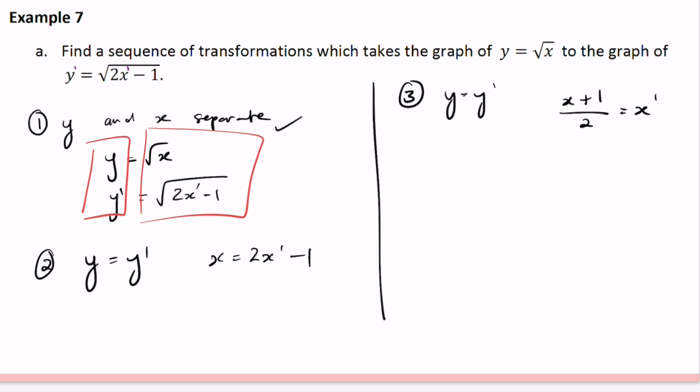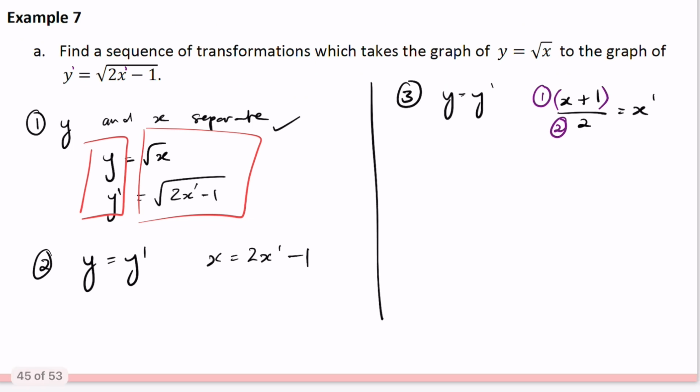So here I can see that what's happened to x is first I've added 1, then I've divided by 2. So it doesn't really matter what order you actually go in, but what does matter is that it's almost like your BODMAS. So whatever is attached to x is what you need to describe first. Okay, so I've gone ahead and written 1 and 2 because those are the 2 separate transformations that I can see. And then step 4 is to go ahead and describe each of those transformations.